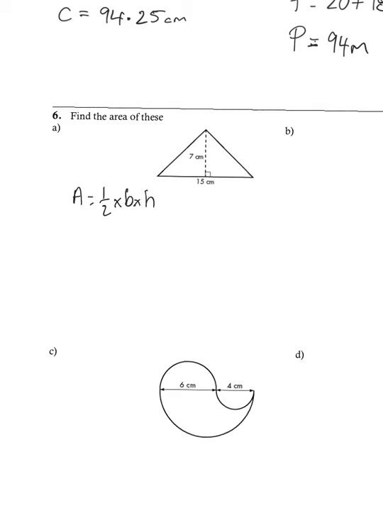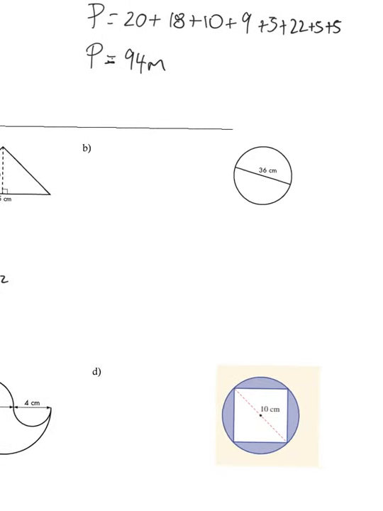So the area of a triangle is half times base times height. So the area equals 0.5, and our base is 15 times our 7. Okay, and you can put that in your calculator. Okay, so I've got 52.5 centimetres squared. Right, moving on to B.